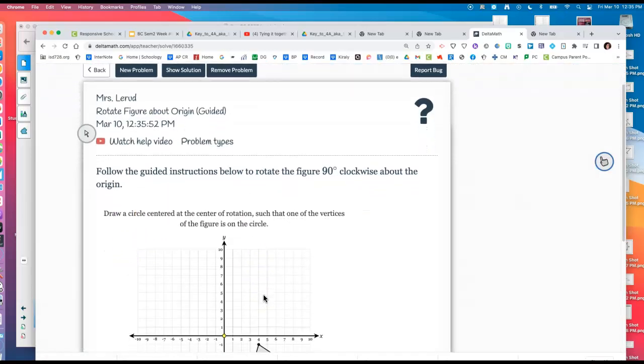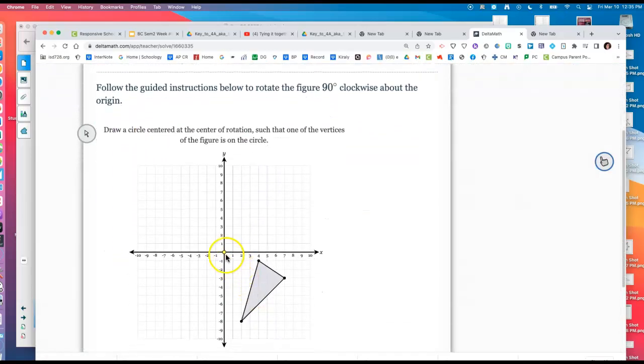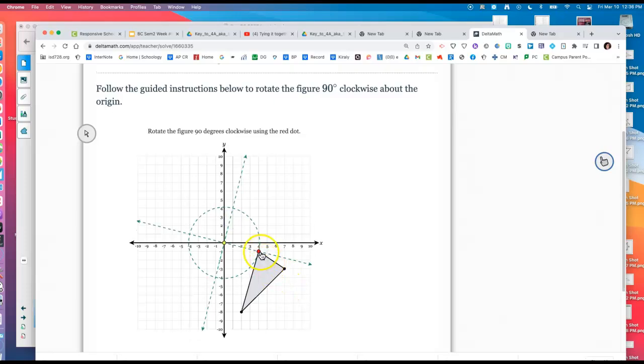with the clock. Okay, so again, we start off the same way. We're going to pull a circle till it lands on a vertex. We're going to connect the center with the vertex. We're going to draw a line perpendicular. So we're going to look at this slope going down 1 over 4. We're going to flip that. We're going to go up 4 over 1. Okay, negative reciprocals.